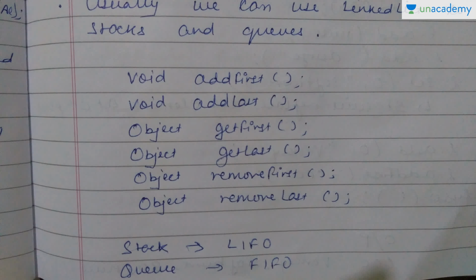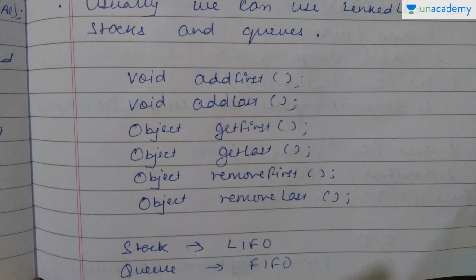The next one is object removeFirst. That will remove the first element of our linked list. And the next one is object removeLast. It will be used to remove an element at the last position. Likewise, we know that stack has last in first out methodology, and in queue we have first in first out methodology.